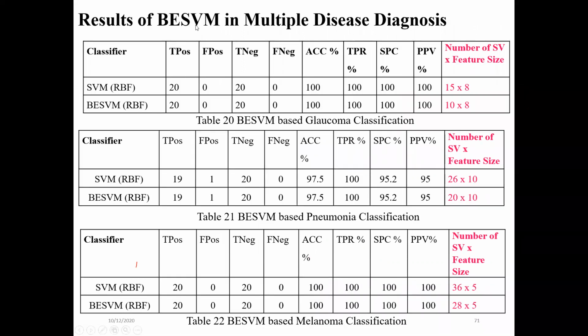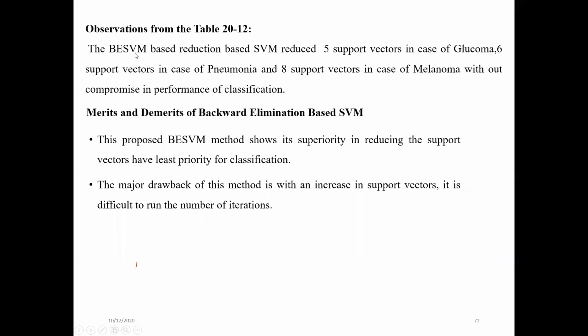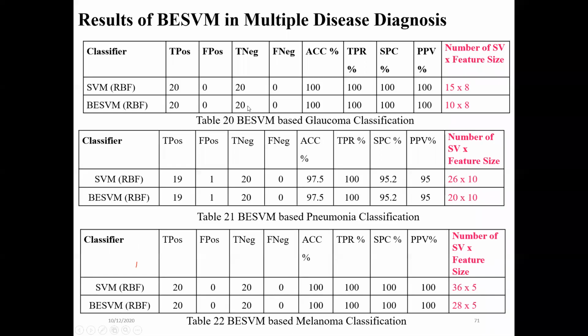So here are the results of backward elimination SVM in multiple disease diagnosis, and the last column is the number of support vectors multiplied with the feature size. This is for three diseases: glaucoma classification, pneumonia classification, and melanoma classification. So what are the observations? The backward elimination support vector based reduction reduced 5 support vectors in case of glaucoma, 6 support vectors in case of pneumonia, and 8 support vectors in melanoma without compromising the performance.